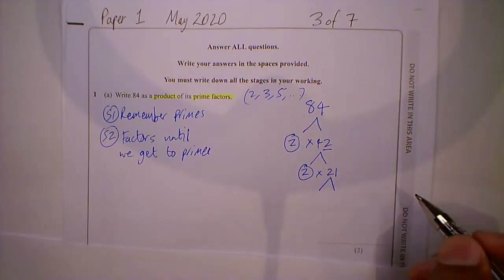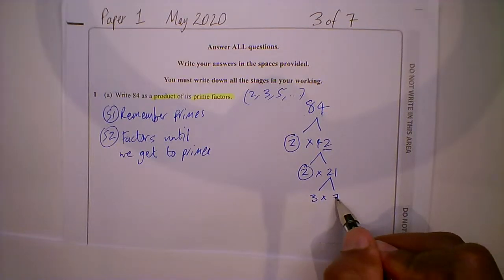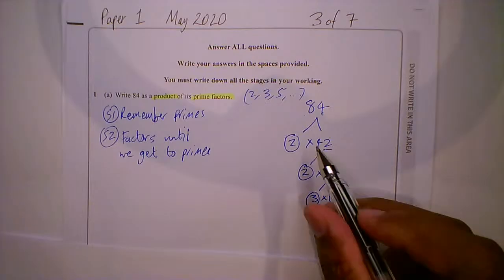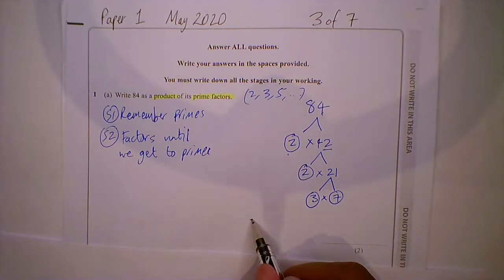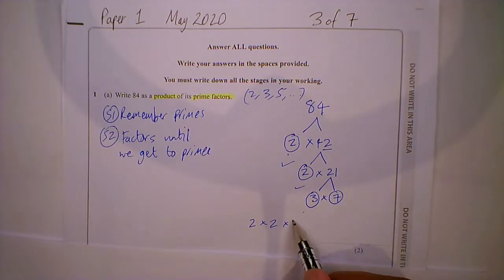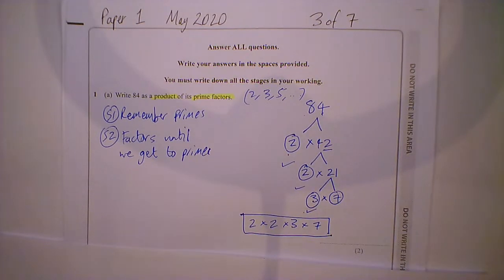21 is not a prime number. What number multiplied gives me 21? 3 goes in there. 3 times 7 gives me 21. 3 is a prime number. 7 is a prime number. So everything is circled. So now we write it out. 2 times 2 times 3 times 7. Okay. Hope you got the same answer. Let's go to the next question.